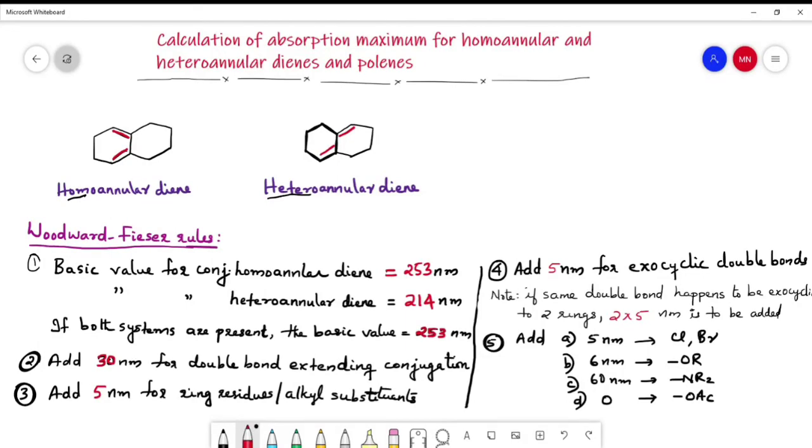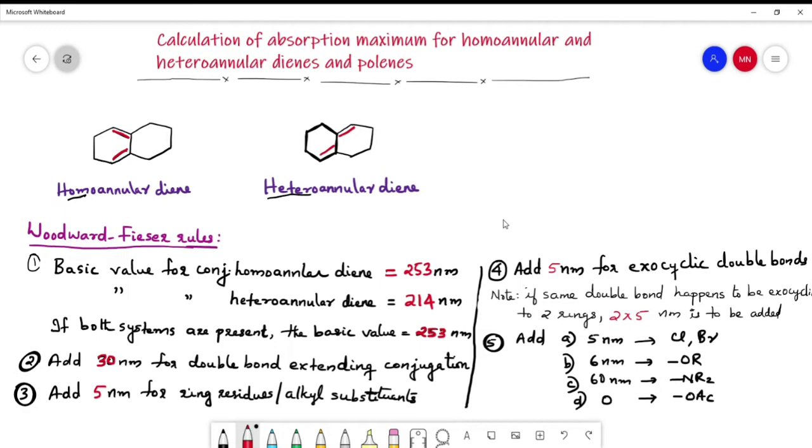Hello everyone. In this video, we will be discussing the calculation of lambda maximum for homoannular and heteroannular dienes and polyenes. Before going into the details, we will first understand what is meant by homoannular diene. In a homoannular diene, both the double bonds of the diene component are in the same ring. If you consider these two rings, here the double bonds are within the same ring. Such systems are called homoannular dienes.